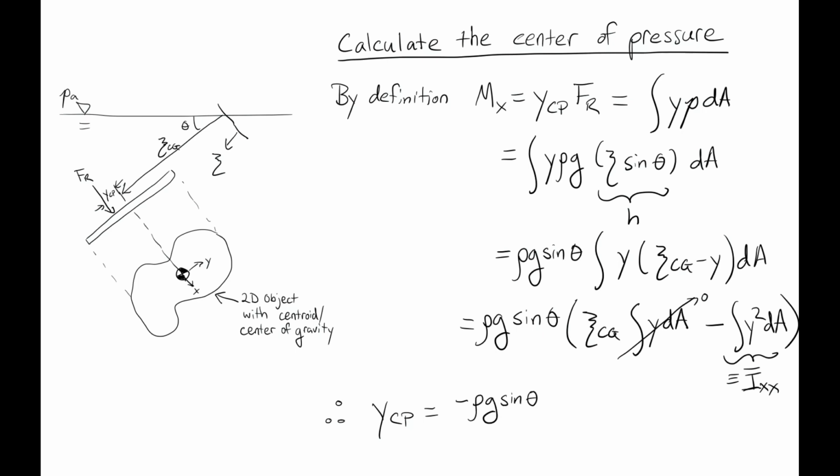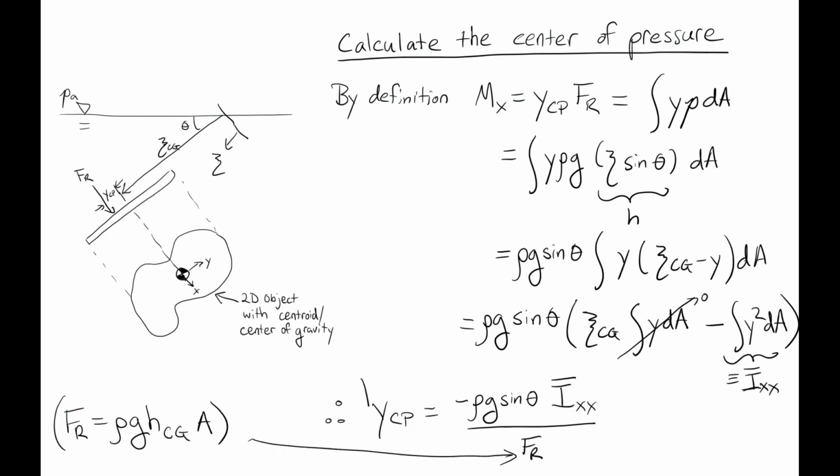So you can calculate that the center of pressure is located at minus rho g sine theta times the moment of inertia with respect to the x axis divided by the resultant force. And just as a reminder, that resultant force was equal to rho g h measured at the centroid of the object times the total area of the object. And so that gives you a formula to calculate the location where the center of pressure acts.